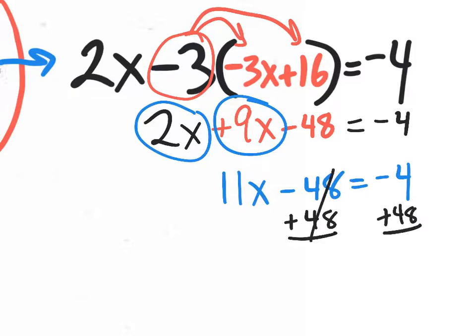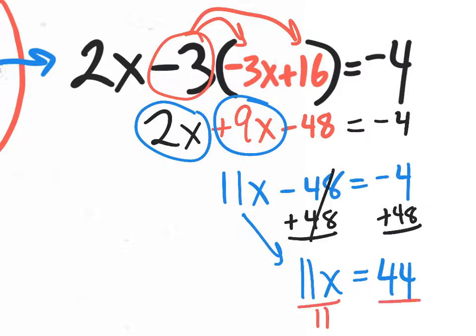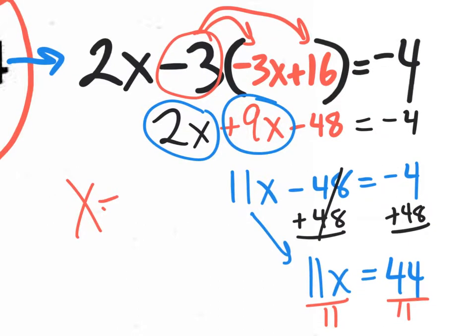48 with a negative 4, or a negative 4 plus 48, you will have 44 left over. Positive 44, that is. And of course, the 11x comes down. And for my final step, I divide by 11 on both sides, and that's easy. X equals 4. Sorry about that. Let me see. X equals 4.